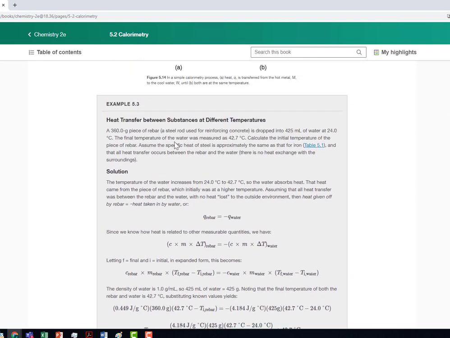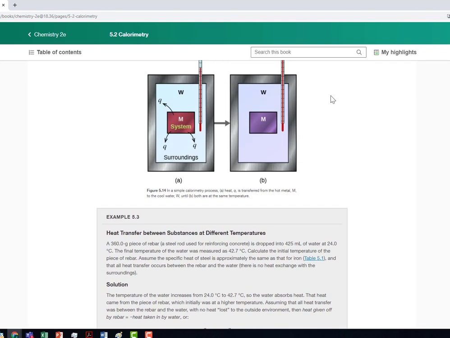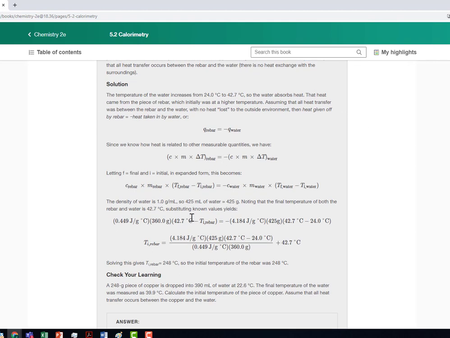The final temperature of the water was measured as 42.7 degrees Celsius. Now, remember, the final is the point at which they are both the same. Everything is equal at the final temperature. So if the water is 42.7, then the rebar is also 42.7. So we can basically put in 42.7 for final for the rebar, as well as final for the water.